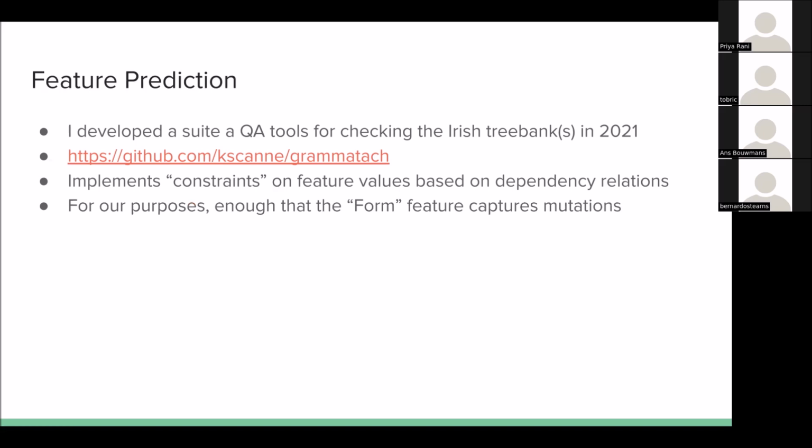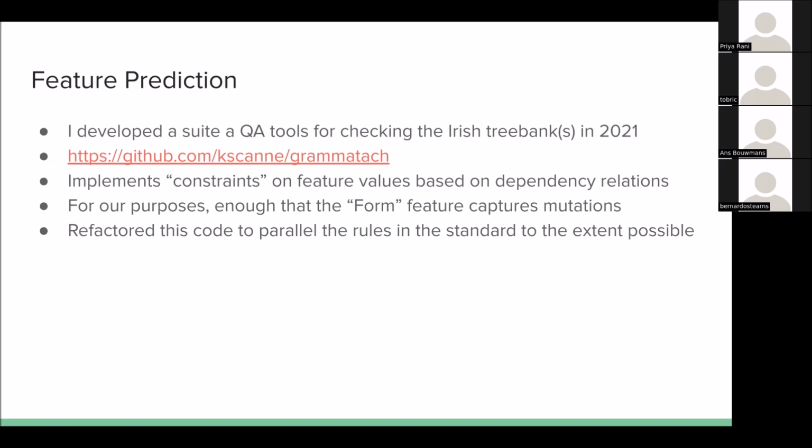In our context, where we're just interested in predicting initial mutations, what we really care about is predicting that form feature correctly. So the form, anytime a word is mutated, that form feature appears and it tells you exactly what the mutation is.